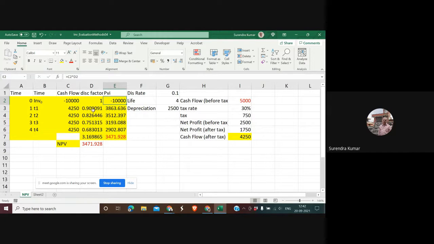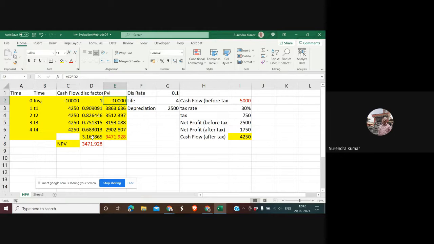Now, there is another way to calculate the same thing, provided your cash inflows in future years are same. Like in this particular case, cash inflows are same, which is 4,250 for each of the 4 years. So instead of applying this discount factor separately for each of the 4 years, we can put them together. We can add them together, and so we get a value which is 3.169865. This is what we call as present value annuity factor. So this comes from a different table and is nothing but a cumulative value of the discount factors.